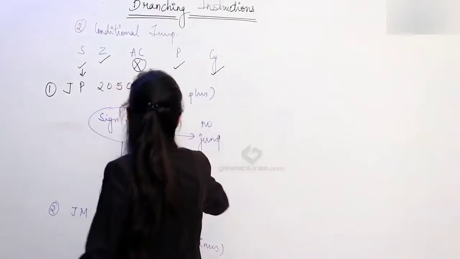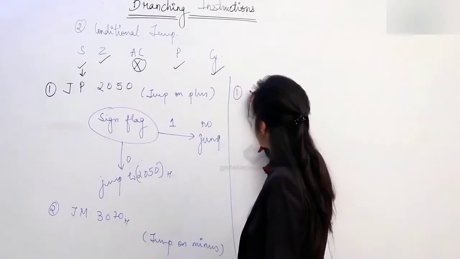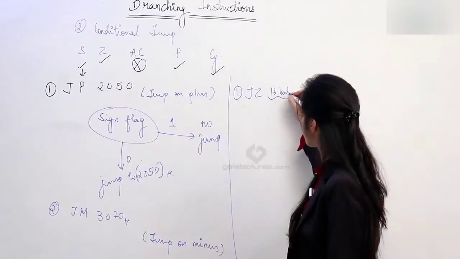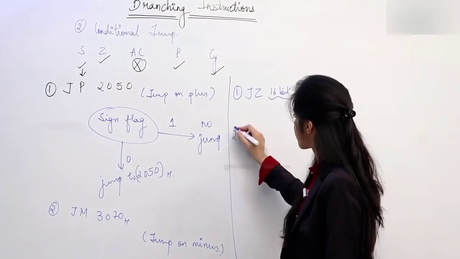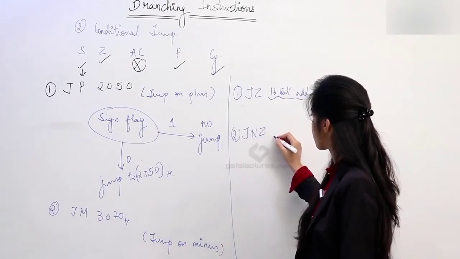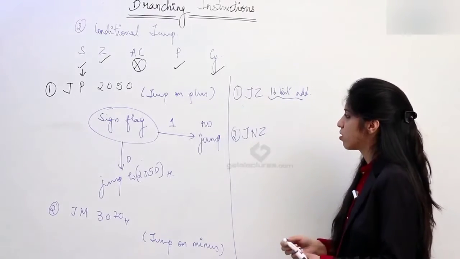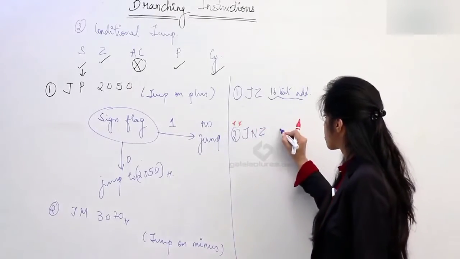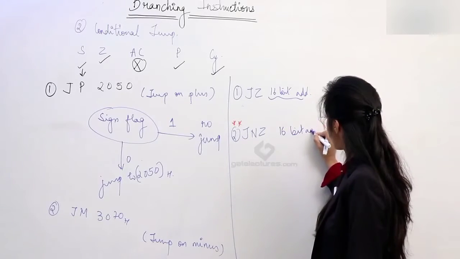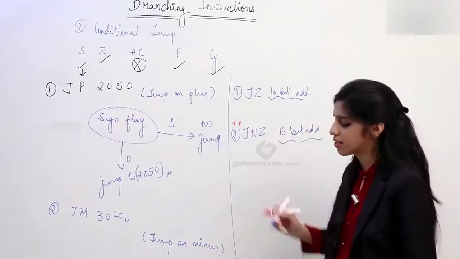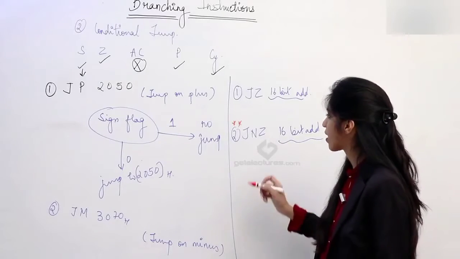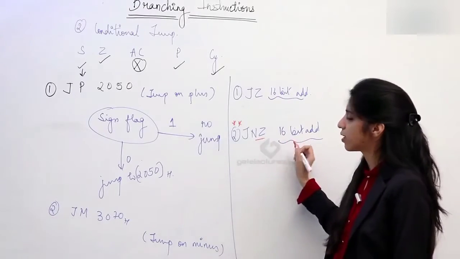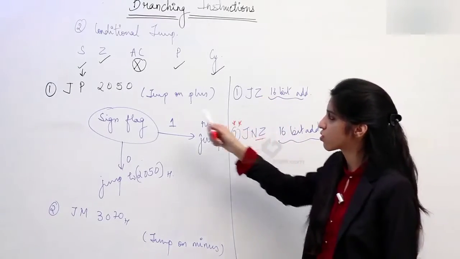Based on the zero flag we have two instructions: jump on zero, where a 16-bit address is present here, and second, jump on not zero. We use this jump on not zero widely, a lot in programming. Here we just check the status of the zero flag. If the zero flag is not 1, that is if the result is not 0, we make the jump. So these are the two instructions based on the zero flag.